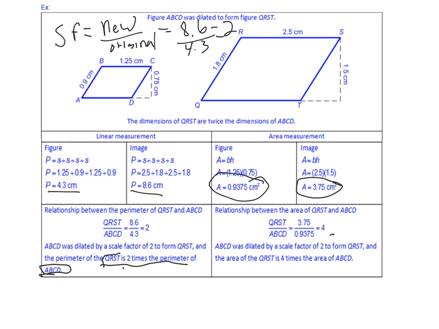Now, what's the effect of the twice the dimension on the area? Well, if it was dilated by a scale factor of 2, then it will be 4 times the area, and that's just simply 2 squared. That's what we get. All right, let's roll.